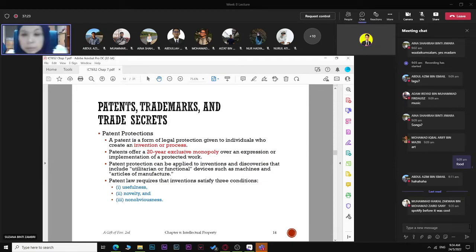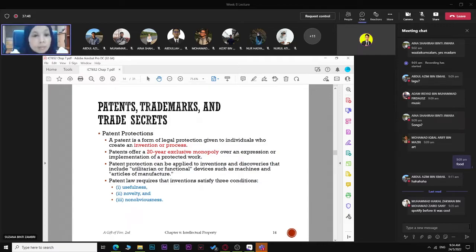And then next is patent protection. So tadi we talk about copyrights. So now we talk about patent protection. So kalau copyright tadi, the protection is for 70 years. Patents is 20 years. Okay, so basically patent ni can be applied to invention. So maknanya kalau you invent something betul-betul new, you can ask for patent.